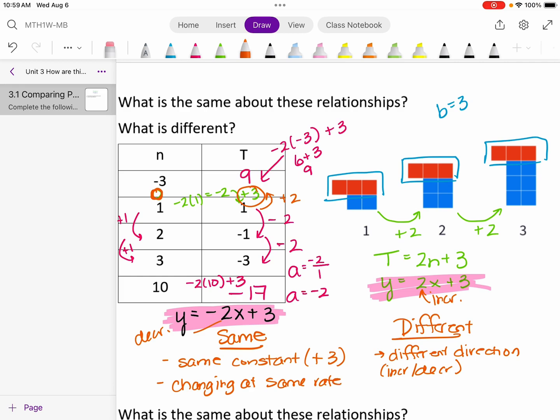And the reason that they're changing at the same speed is that even though they're going in different directions, one's going up by 2 and one's going down by 2. So they're both changing by 2. Okay, so there we go. Let's try another one of those.